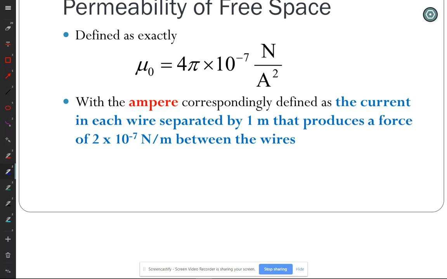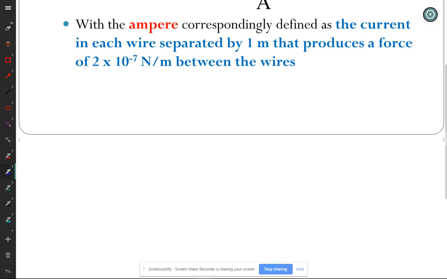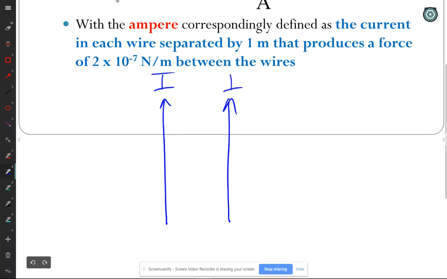The ampere is the fundamental unit, and the ampere is defined as the current going through each wire separated by 1 meter. So I have 2 wires separated by 1 meter, and I'm going to make my currents go the same direction. If they have the same current, then it's going to produce a force per unit length of 2 times 10 to the minus 7 newtons per meter. That's how we define the current.